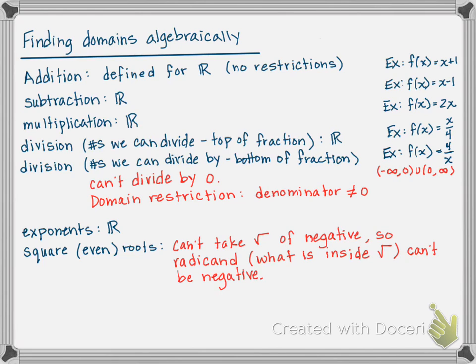So to find the domain, we're going to take that radicand. Well, if it can't be negative, it can be either equal to 0 or it can be greater than 0, right? Positive or 0. So greater than or equal to 0.